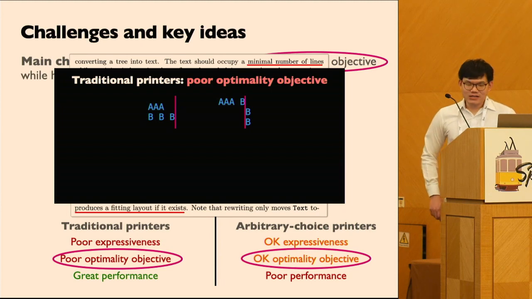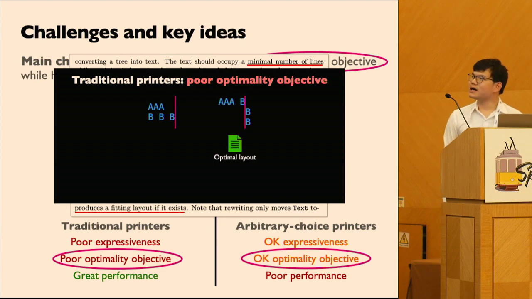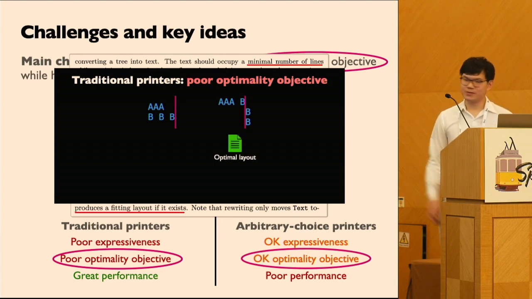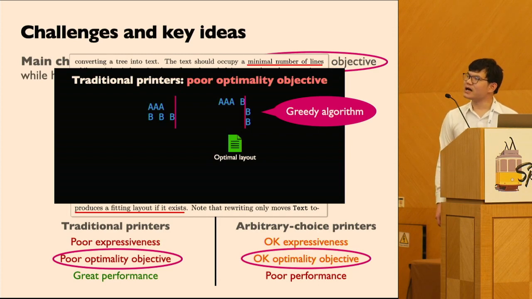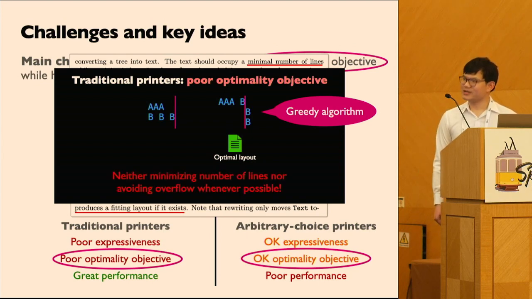I can construct a document that encodes these two layouts. The left one does not exceed the page width limit and also has fewer lines. But the traditional printers will pick the right one. And this is due to how it employs a greedy algorithm to pick which layout to present to users. And a greedy algorithm cannot look ahead into the future to determine the optimality. And so that's not ideal for our purpose.